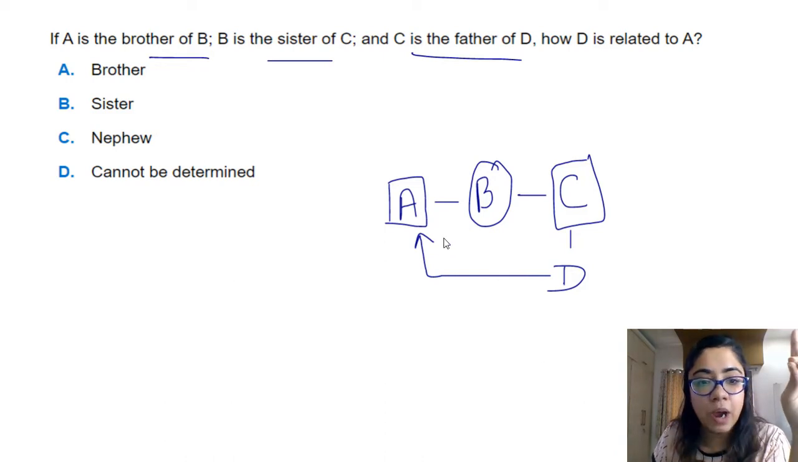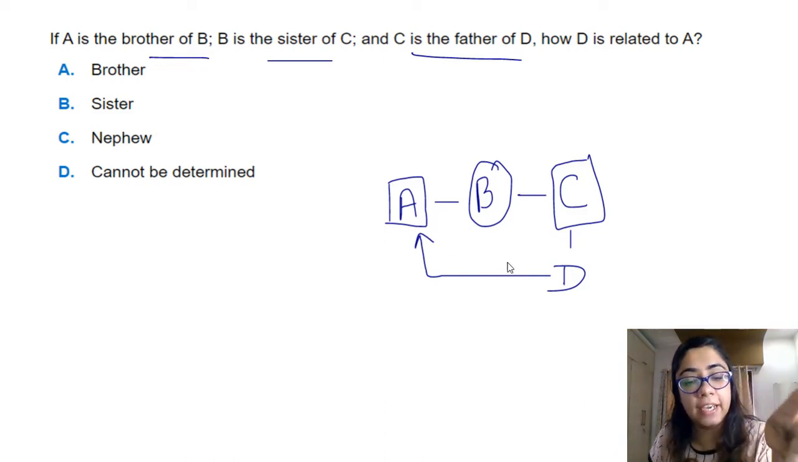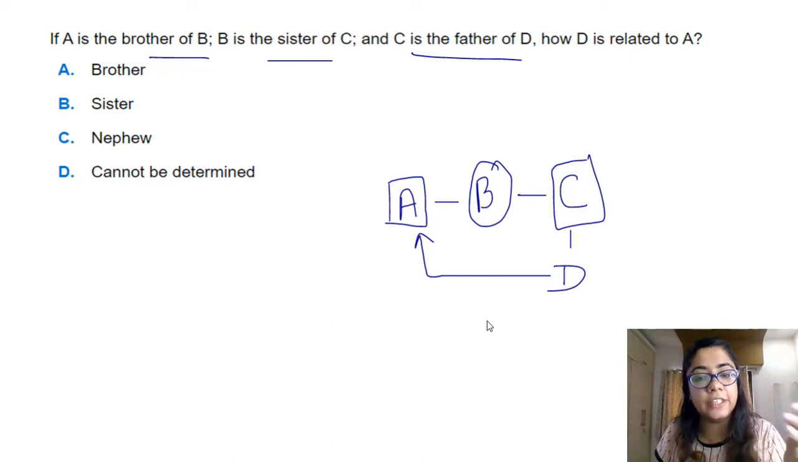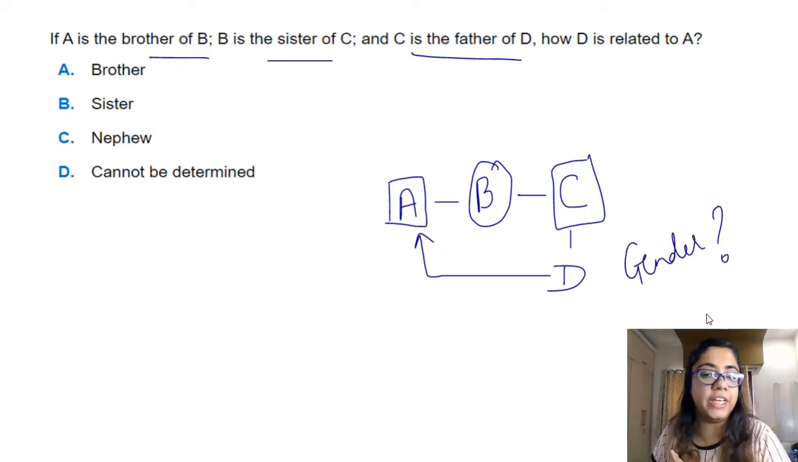Now they are not asking you how is A related to D. Who is A to D? They are not asking you that. They are asking you how is D related to A. The problem is I do not know the gender of D. So D could be a male, D could be a female.